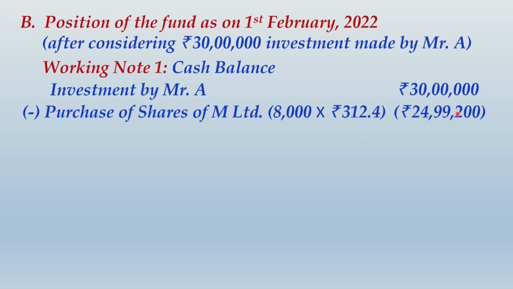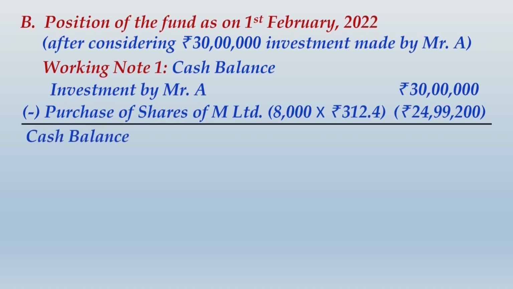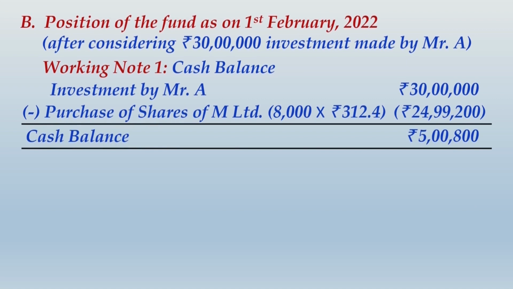So that results into the total outflow by the mutual fund as 24,99,200. Balance amount will be the cash balance remaining with the mutual fund, that will be rupees 5,08,000.